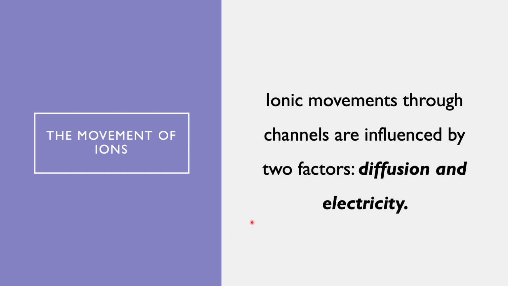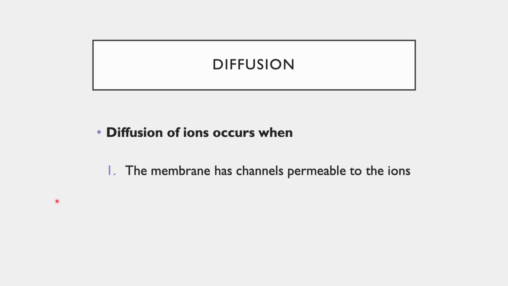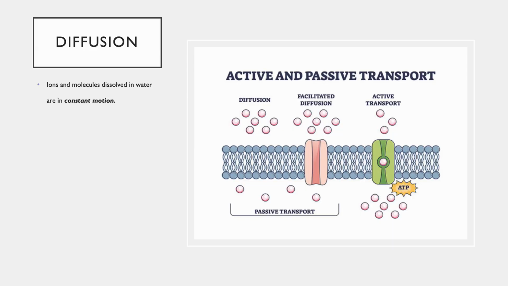It's important for you to understand that ions can move one of two ways. They are influenced by different factors such as diffusion and electricity. Diffusion of ions occurs when the membrane has channels that are permeable to the ions, and later we'll talk about how certain ion channels are only permeable to particular types of ions, such as potassium. There is a concentration gradient in which the ions can flow in a particular direction.